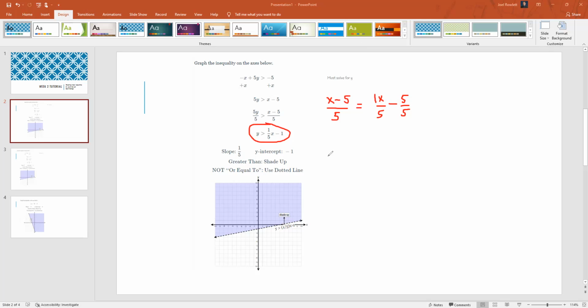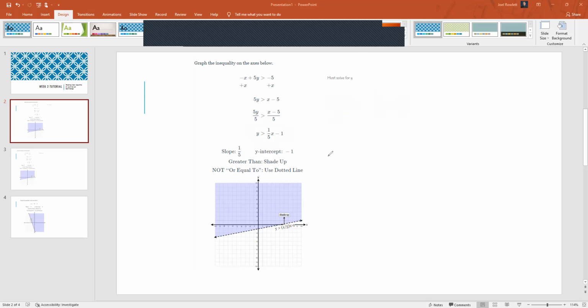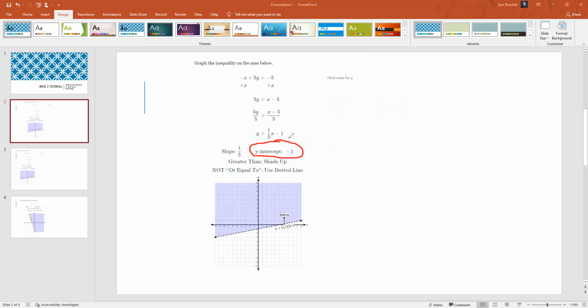We graph it just as if we were graphing a line. What I would do is first identify the y-intercept. The y-intercept is going to be that value on the y-axis. And in this case, the y-intercept is -1. And I'll mark that here below with the red dot.